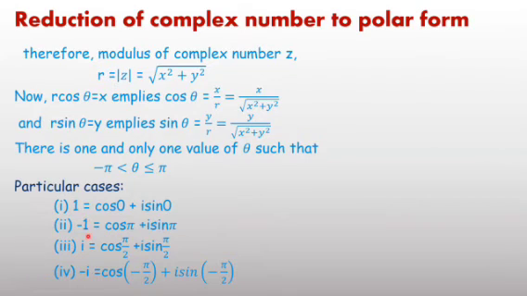Just 4 particular cases I have written. 1 we can write as cos 0 plus i sin 0. Minus 1 we can write as cos pi plus i sin pi. i you can write as cos pi by 2 plus i sin pi by 2. Or minus i we can write as cos minus pi by 2 plus i sin minus pi by 2. Remember, whatever value of theta you are writing, it should be greater than or equal to minus pi and less than or equal to pi.